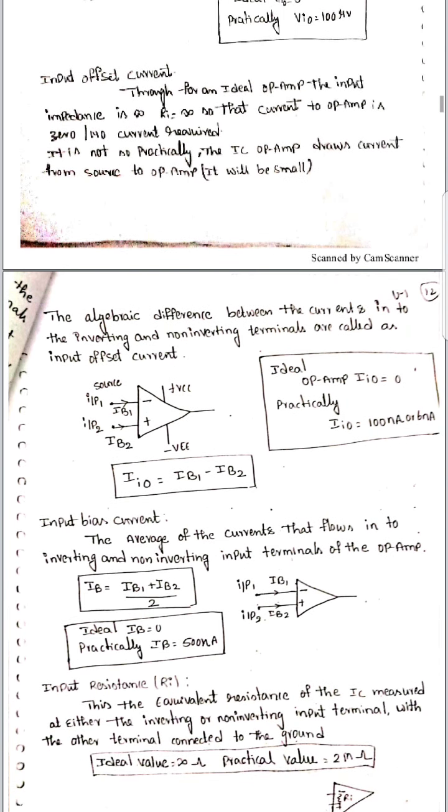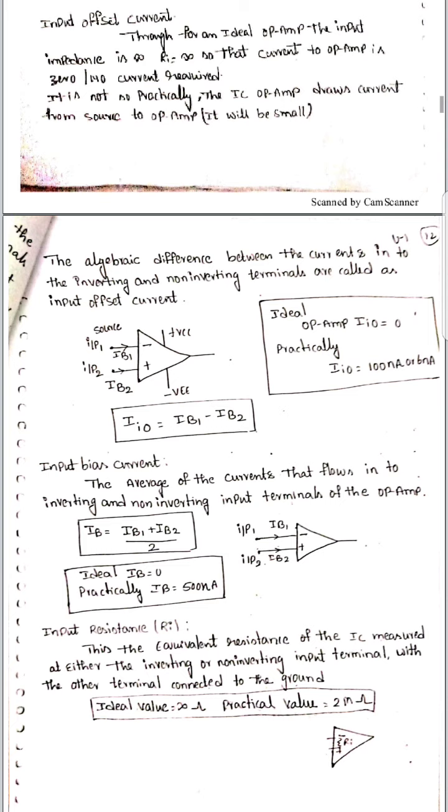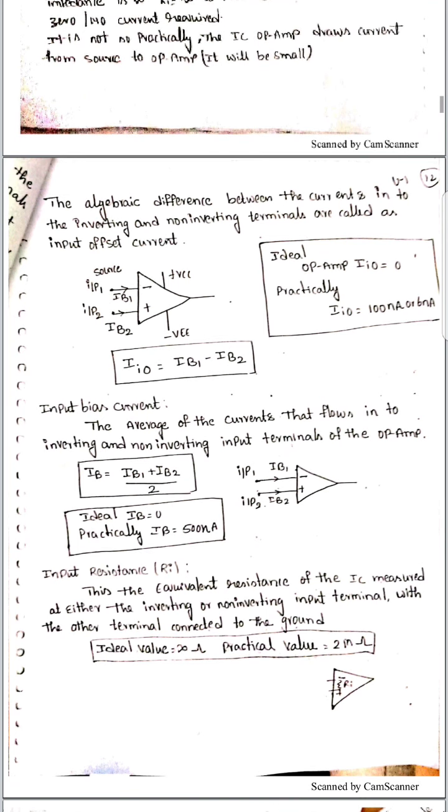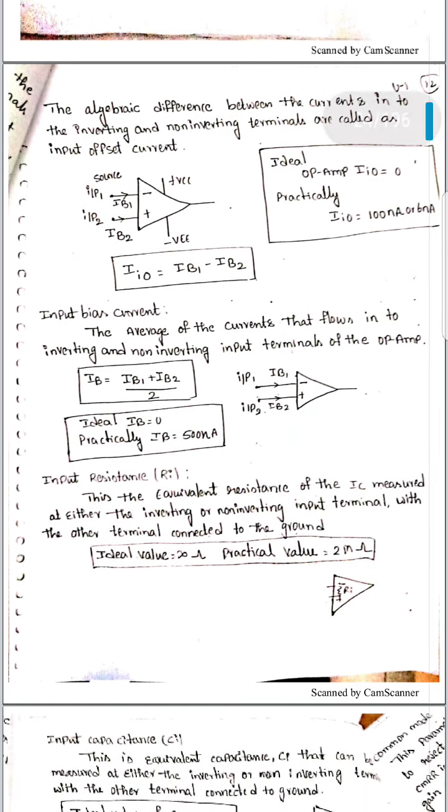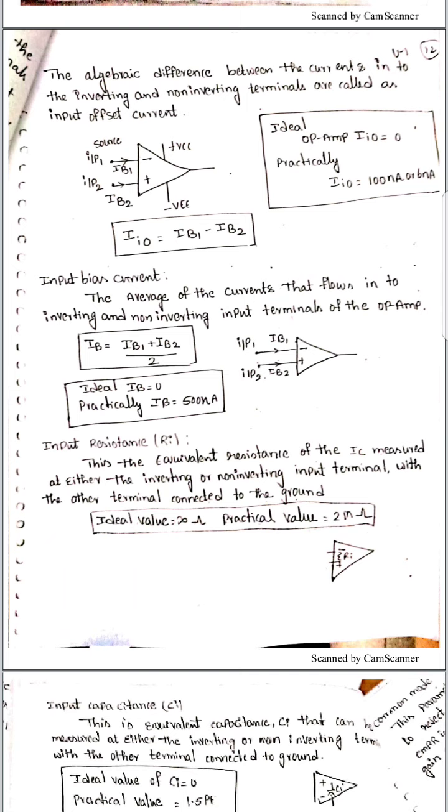Input offset current. In an ideal op-amp, the input impedance is infinity, Ri is equal to infinity, so the current into the op-amp is 0. But it is not. Practically, the IC op-amp draws currents from the source. The algebraic difference between the currents into the inverting and non-inverting terminals is called the input offset current. Ideal is equal to 0, practical is equal to 100 nanoamps. This is the basic symbol for input offset current. Here IIO is equal to IB1 minus IB2, the difference between the two currents.